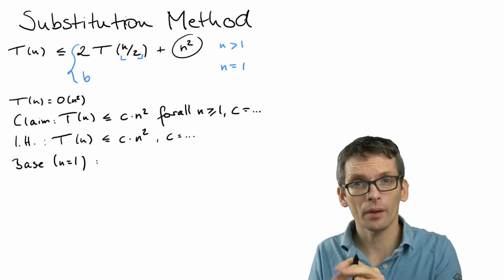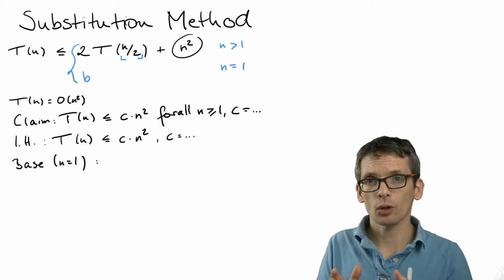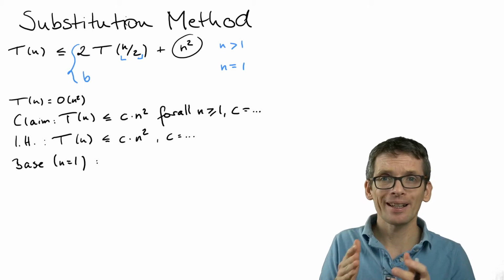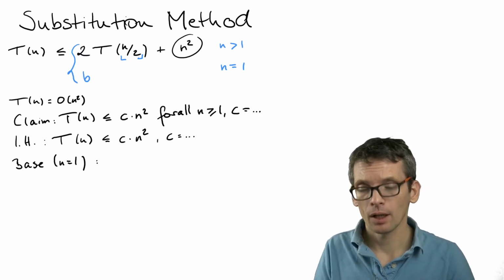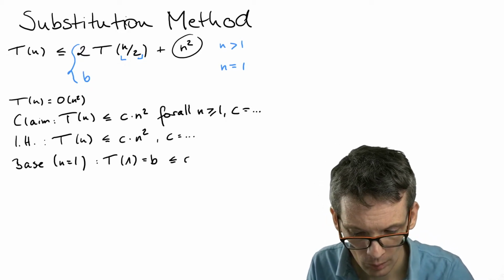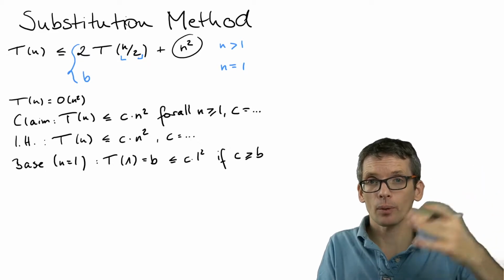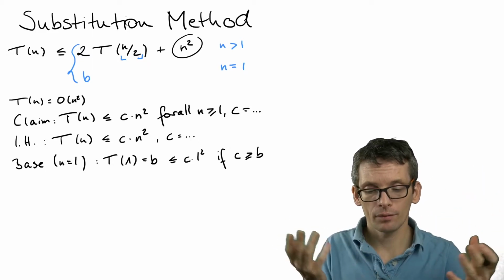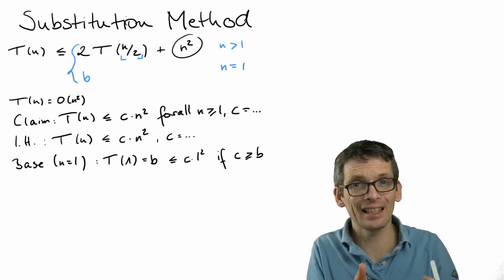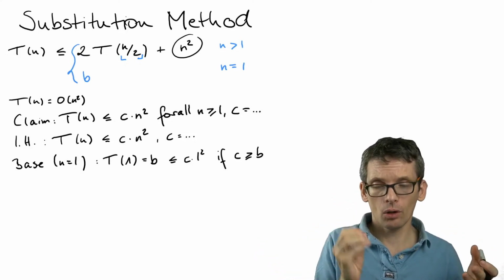So we need to show that the induction hypothesis holds for n is 1, meaning I have to show that t of 1 is smaller or equal to c times 1 squared. So t of 1 is b, and b is smaller or equal to c times 1 squared, or smaller or equal to c, if, okay, we simply need to pick c larger or equal to b. We'll be able to still pick c, so this will work out.